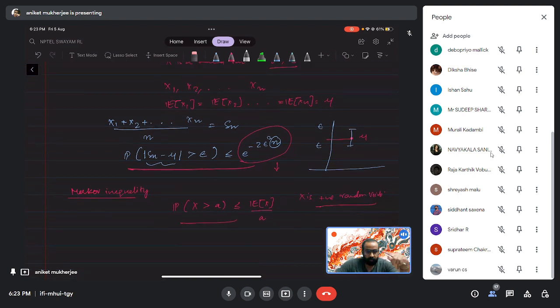All these concentration bounds build on the Markov inequality, which is the basic concentration inequality. The probability that x is greater than a is less than or equal to expectation of x by a. That is the starting point where you start concentration inequalities, where you try to see how close you are to the true values. Building up on this, you go to Hoeffding inequality, you have Hoeffding's lemma, you have Chernoff-Hoeffding bounds, you have multiple concentration bounds. So I hope this is clear.